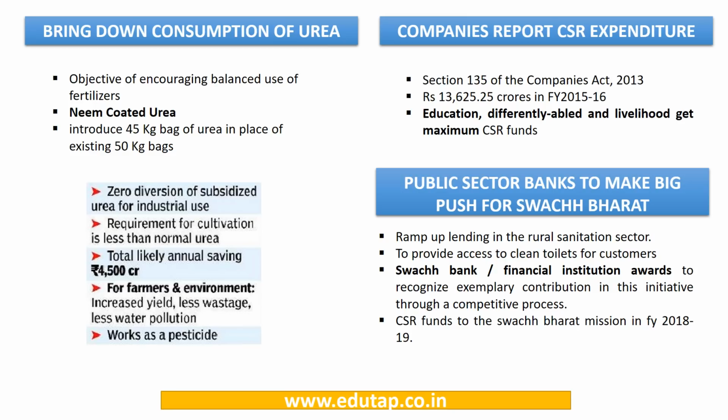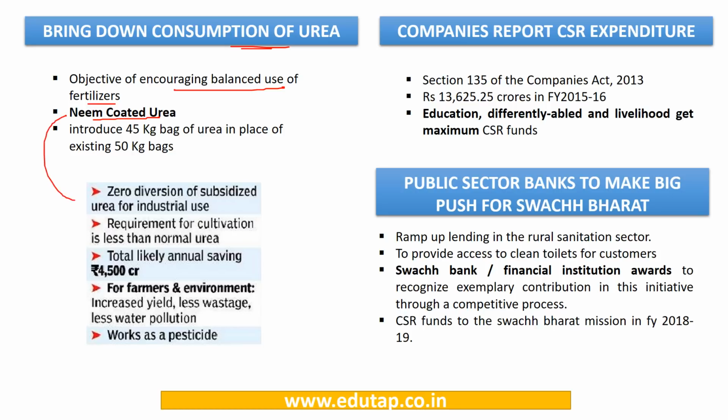Next we have schemes to bring down the consumption of urea in the country. The objective for bringing down this consumption is basically to encourage the balanced use of fertilizers in the country to help promote soil health management. For this, 2 steps have been taken. The first one is the promotion of neem coated urea in the country.